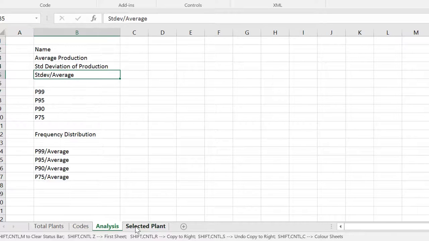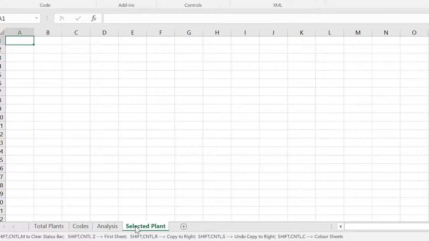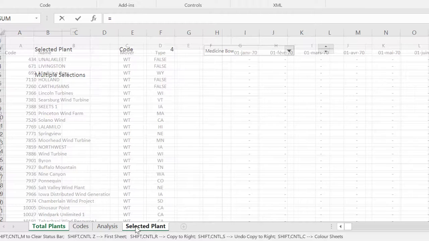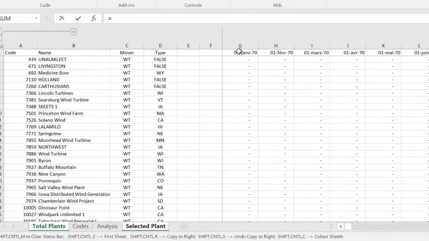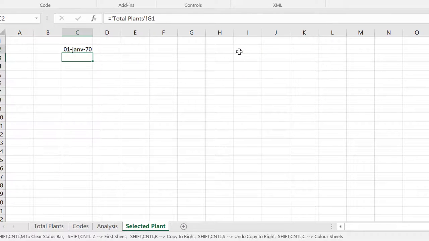Okay, and then we can take our periods here. Okay, and then we'll copy that all the way across, and we'll use Shift Control R and all of that.